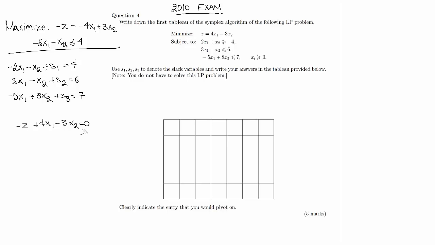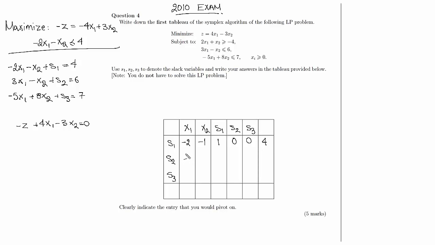Now we need to put our coefficients into our initial tableau. First, we have our variables. So we have x1, x2, s1, s2, and s3. And then we have our basic variables, which are the slack variables, s1, s2, and s3. So the coefficients of the first equation are minus 2 for x1, minus 1 for x2, 1 for s1, and 0 for s2 and s3, and then 4.